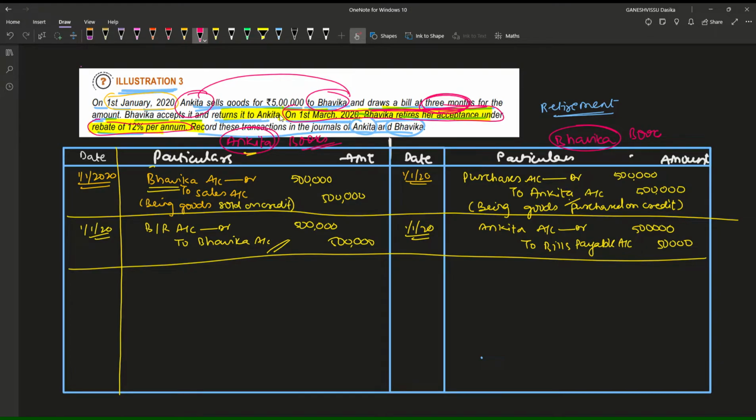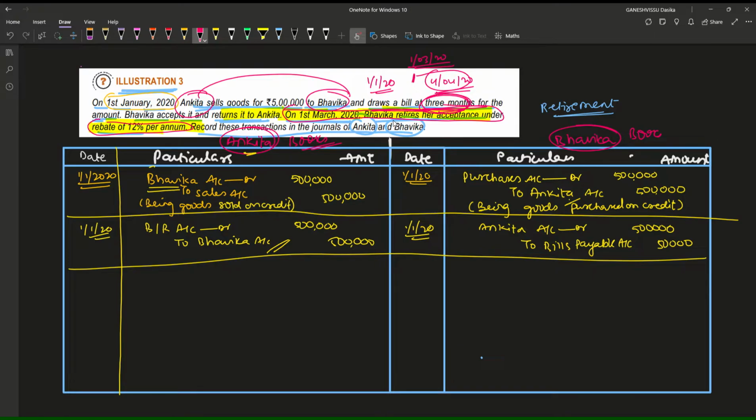So let us find out the due date. 1st January 2020 is the date of drawing of the bill. After 3 months, on 4th April 2020 the due date will be, right? That means on or before this due date, Ankita, sorry, Bhavika has to pay the amount to Ankita. But what happened in the middle of these days, that is on 1st March 2020, she has paid. That means early payment has been made by Bhavika to Ankita.